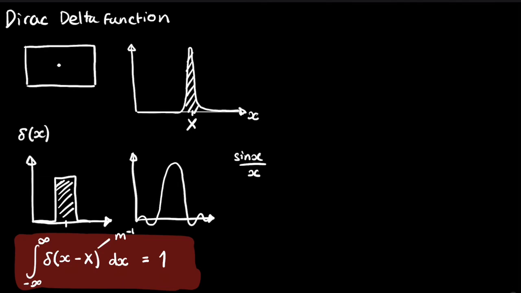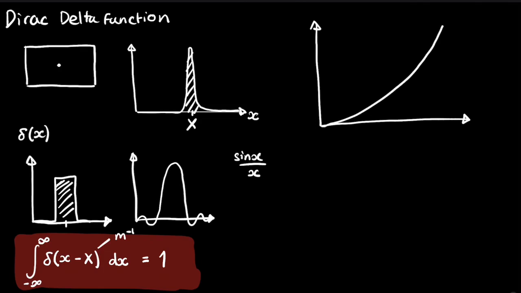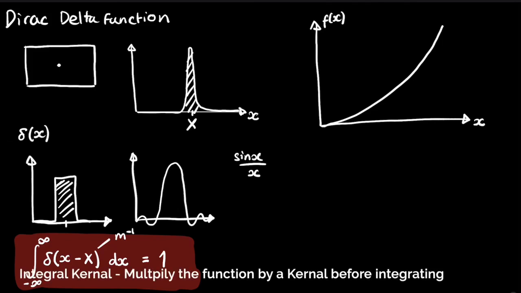Say we have a function. The best way to represent this is kind of graphically. Say we have some random function, maybe looks a bit like that, kind of like an x squared type function. And this is f of x right here, and this is, of course, x. Now, what we can use is the delta function as kind of like a kernel.